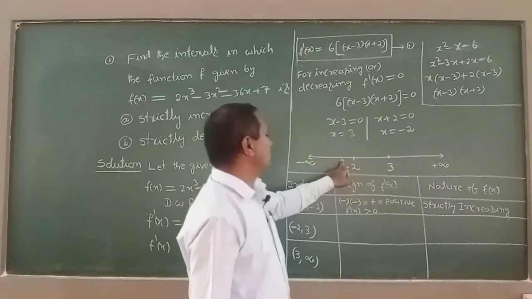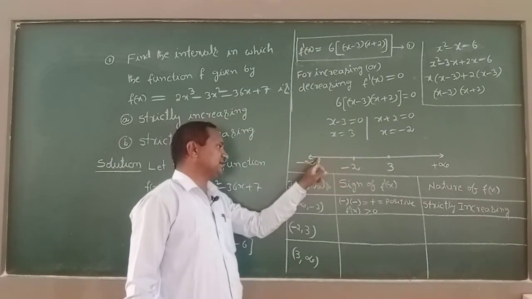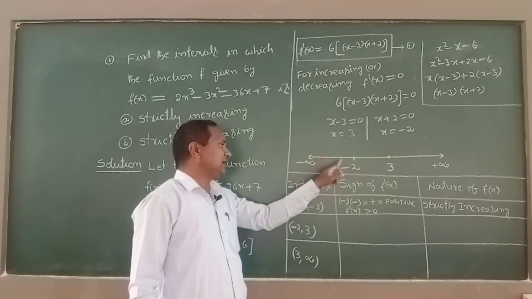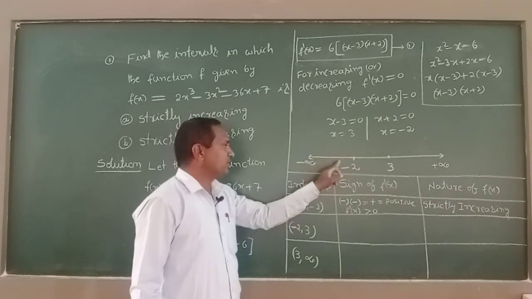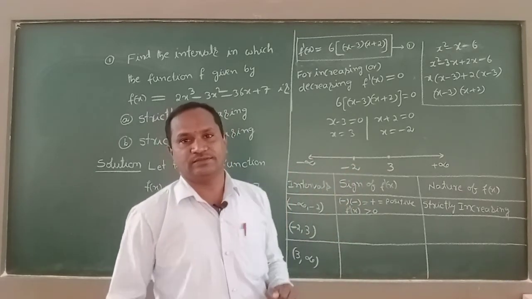Not only minus 3, you can take minus 4, or minus 5, or minus 6, or minus 7. Like that, among all the numbers from minus 3 onwards, you can take any number in that interval.